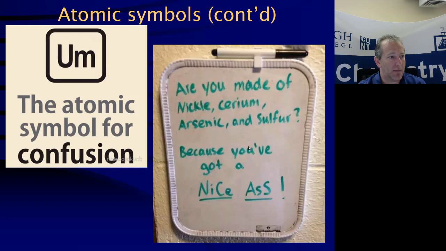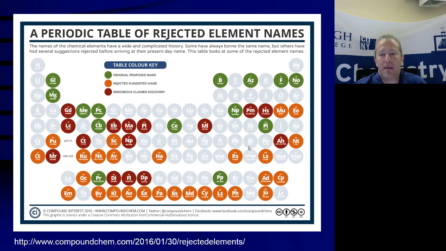Just some more atomic symbol humor for you here. The elements' names were internationally agreed upon over time, and so some of them have changed over time. They got some finalists for the names, and then they tossed them out. So if you're interested in periodic table history, there's a lot of it out there available, but this one from Compound Chem, this poster, if you click on it, links to some of the more common names that have changed over time.